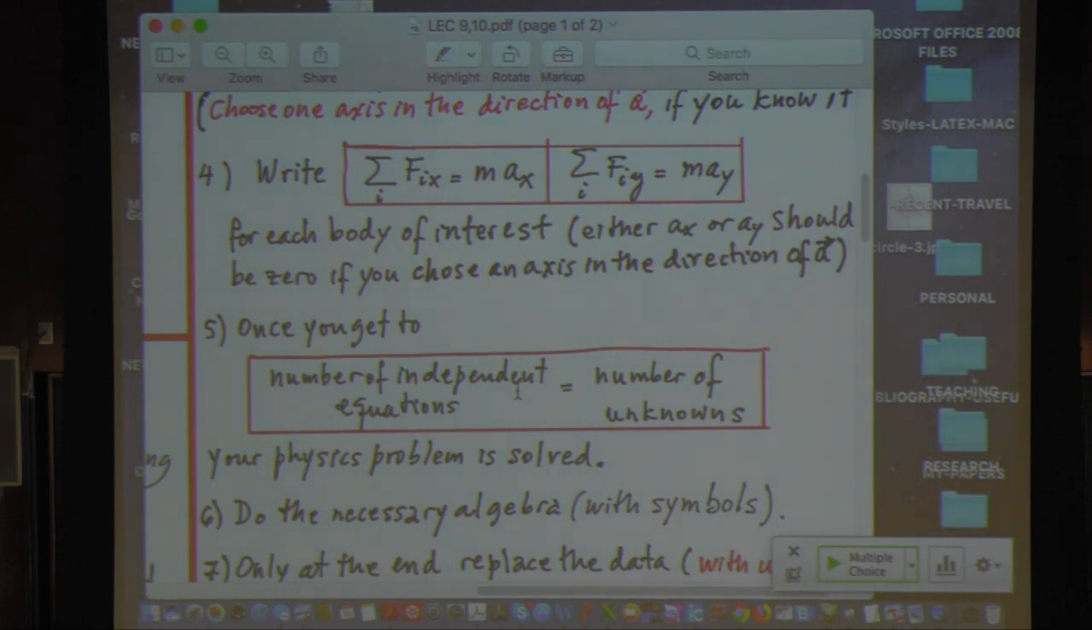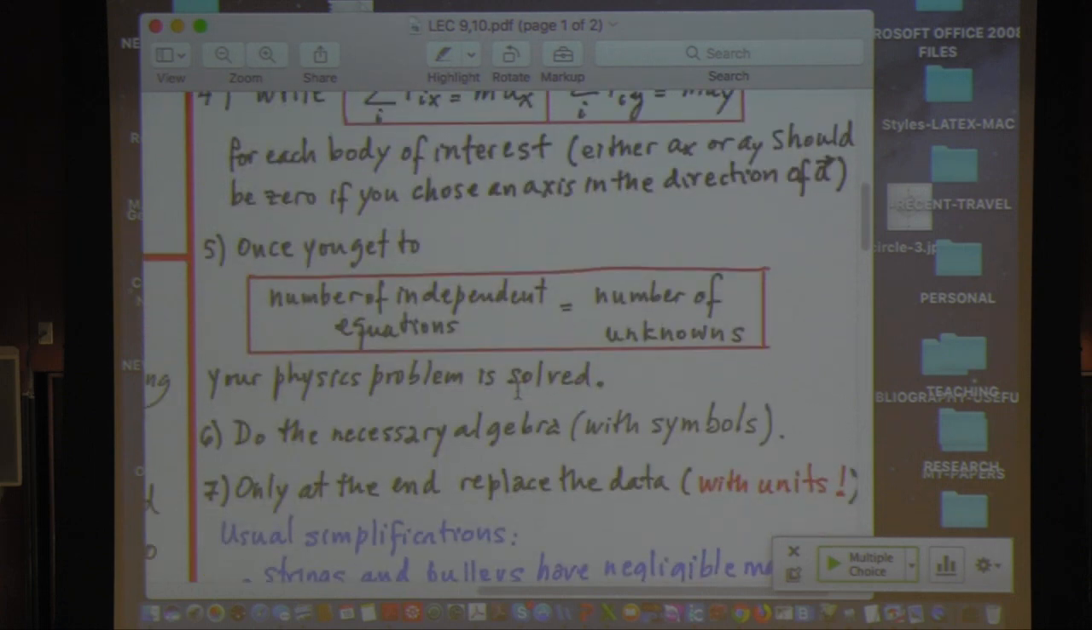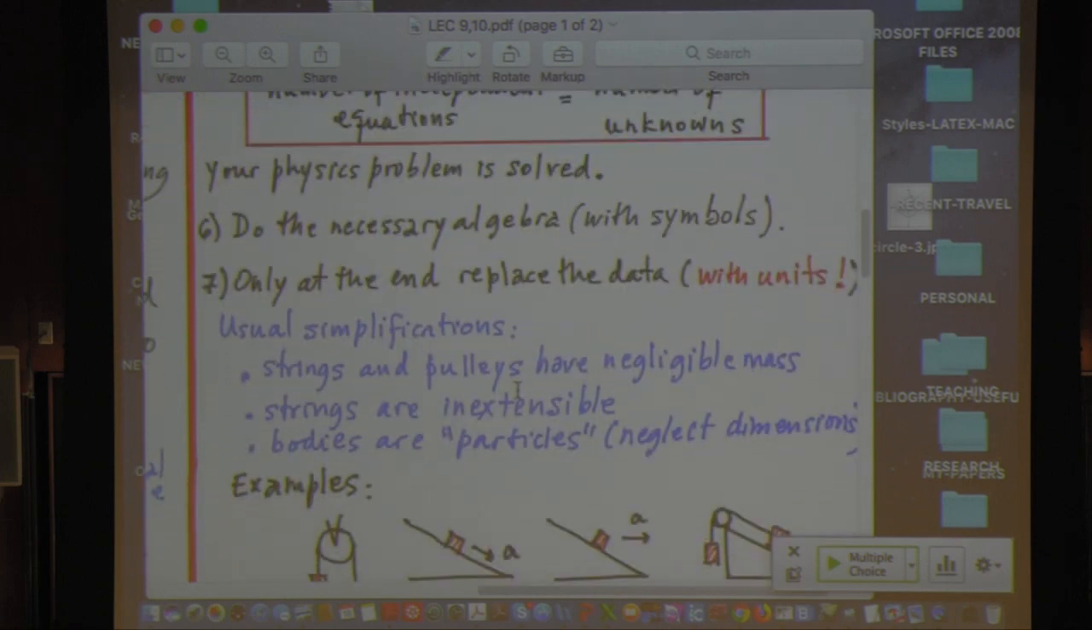So you do the algebra with symbols. Never replace 20, 30, this, that, the other. No. Find the final solution. Make a box if you want, your final solution. If you want a time, put t equals something. If you want an acceleration, put a equals something. Only at the very end, you replace with numbers with the units.